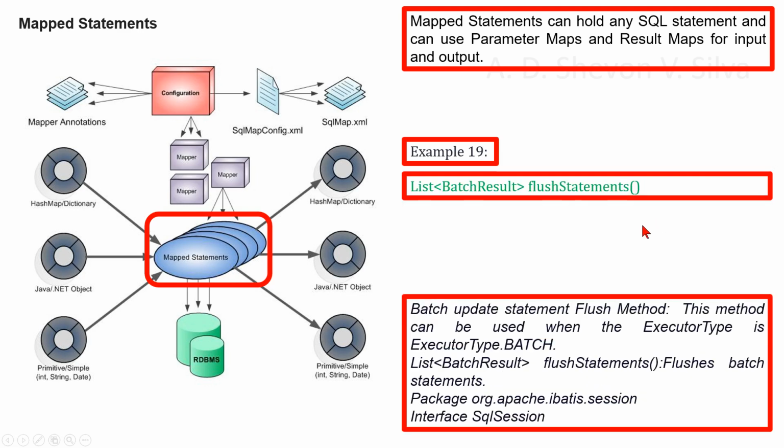Now we are considering the batch update statements flush method. This method can be used when executor type is ExecutorType.BATCH. The flushStatements method, returning a list of BatchResult, flushes batch statements. This is in the interface SqlSession, which is in the package org.apache.ibatis.session. There's a method for flushing batch update statements that are stored in the JDBC driver class at any time. This method can be used when executor type is ExecutorType.BATCH.